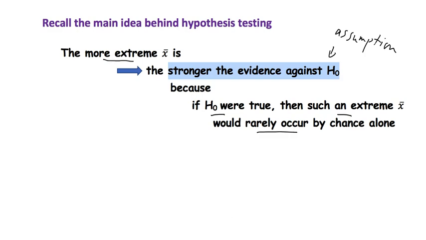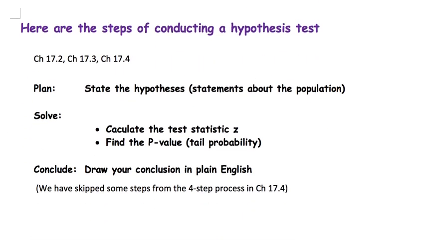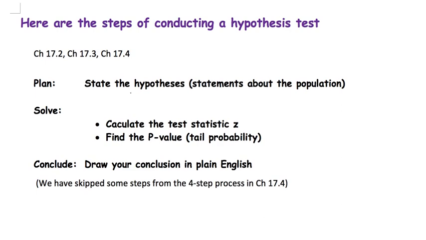Now, all these words, extreme, rarely, we have to quantify them. So, after we set the hypothesis, what we need to do is to find some kind of tail probability. To do that, we need to find a z-score. After that, we can draw a conclusion in plain English.